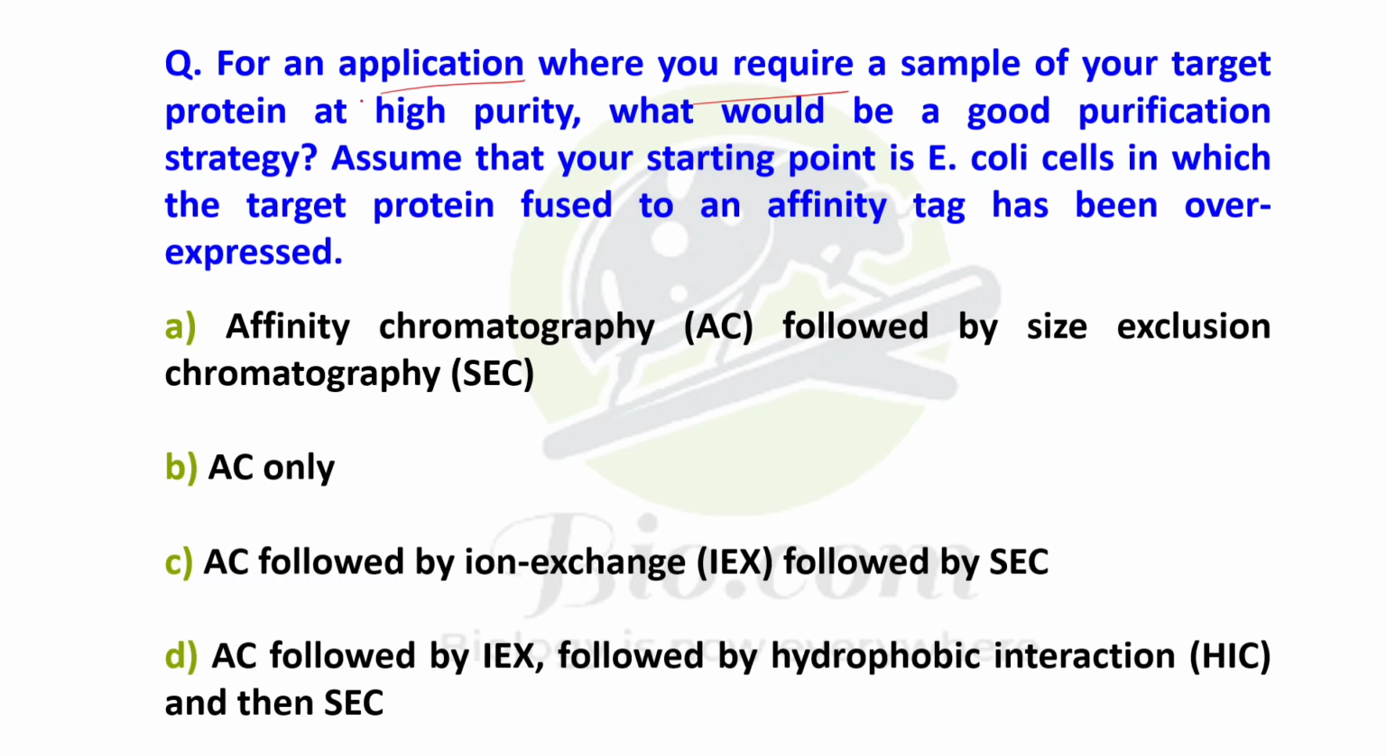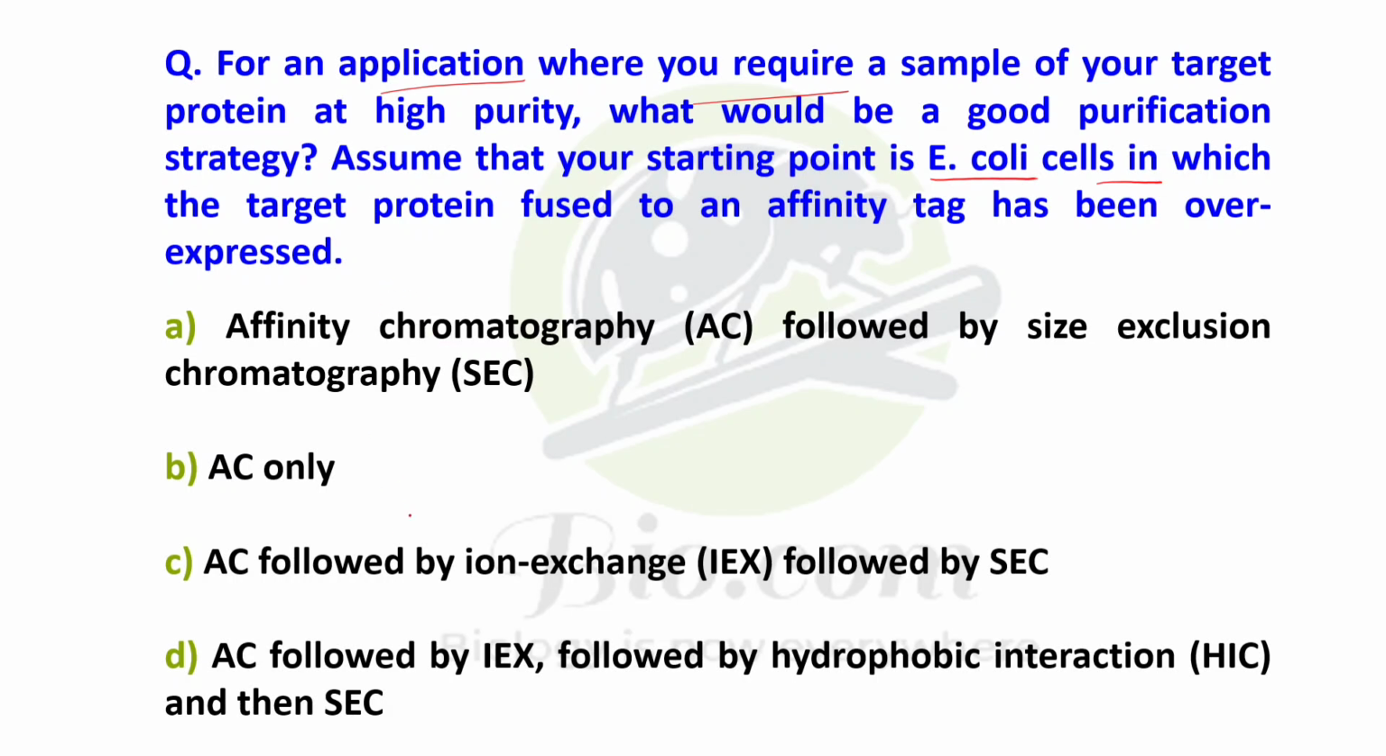So solve this question. For an application where you require a sample of your target protein at high purity, what would be a good purification strategy? Assume that your starting point is E. coli cells in which the target protein fused to an affinity tag has been overexpressed. So you need to purify your protein from E. coli. So what step will you follow? You will follow affinity chromatography, obviously.